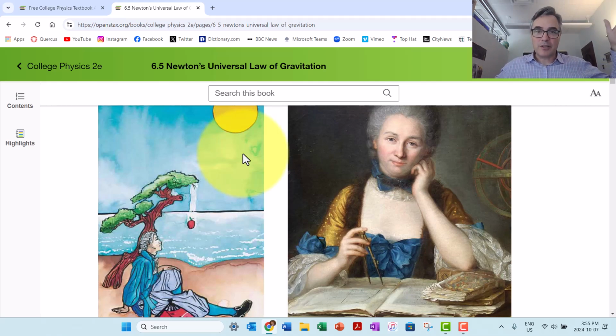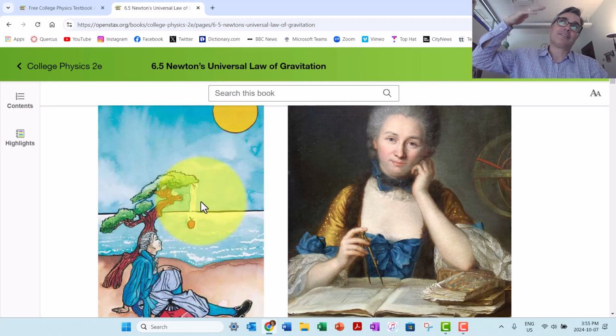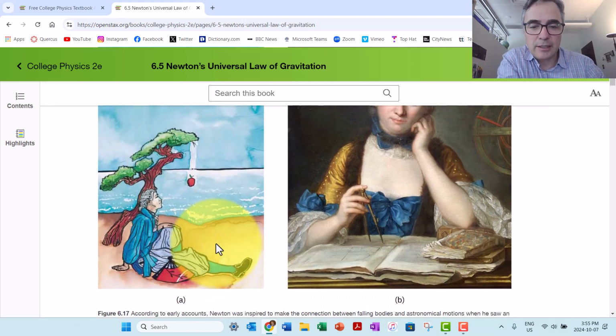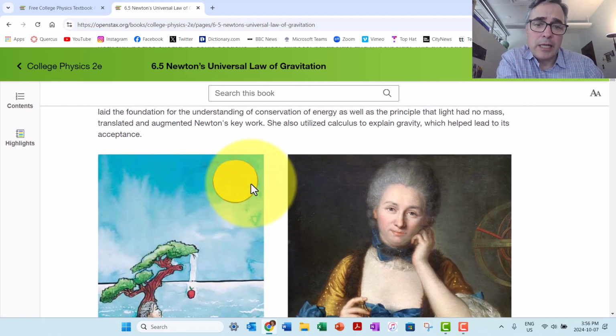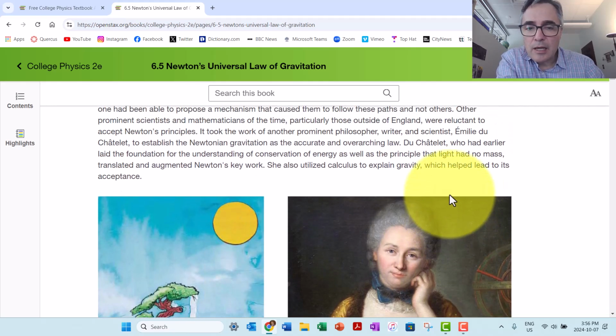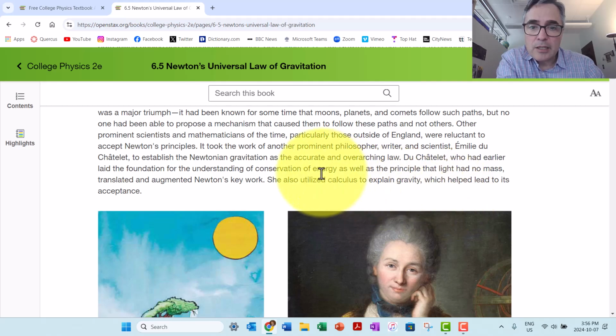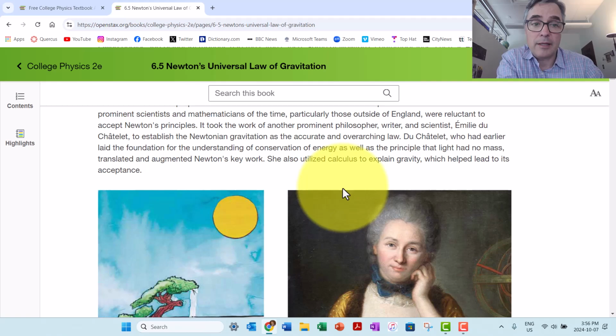Anytime something's on a circular path, there's a centripetal force pulling it towards the center of that path. Well, he thought that could be gravity. An apple apparently fell on his head, and he thought, oh, maybe the gravity reaches all the way out into space and pulls the moon towards the Earth, and that's what causes it to orbit. So that's exactly correct. When this idea first came out, it wasn't widely accepted in England, but this astronomer, Émilie du Châtelet, was working in France, and she utilized calculus to explain gravity, which led to its greater acceptance.